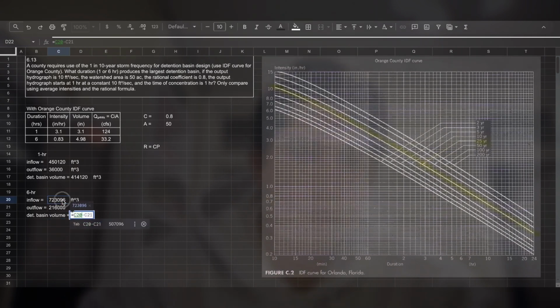And all we need to do here is subtract both of these, and we get, as we expected, that for a 6 hour storm we're going to need a bigger detention basin. But now we have the values in cubic feet and even including the outflow rate of each detention basin, and this should be your answer for this problem.